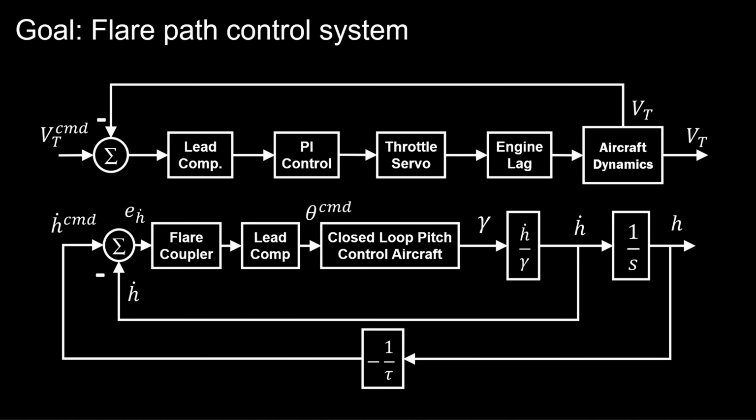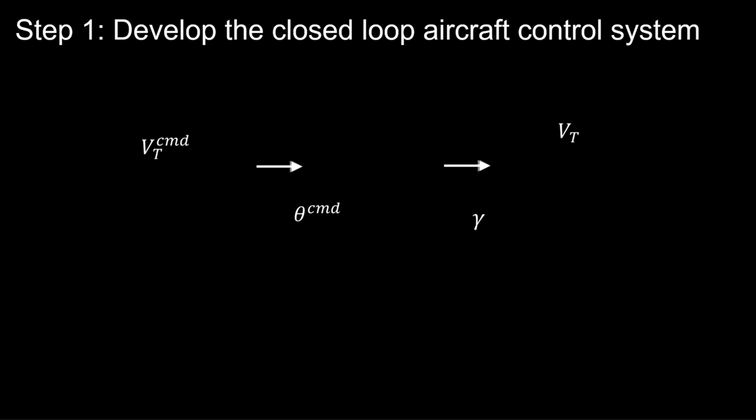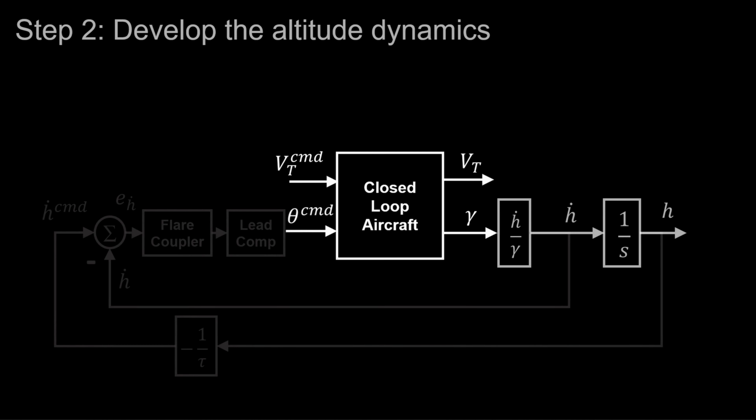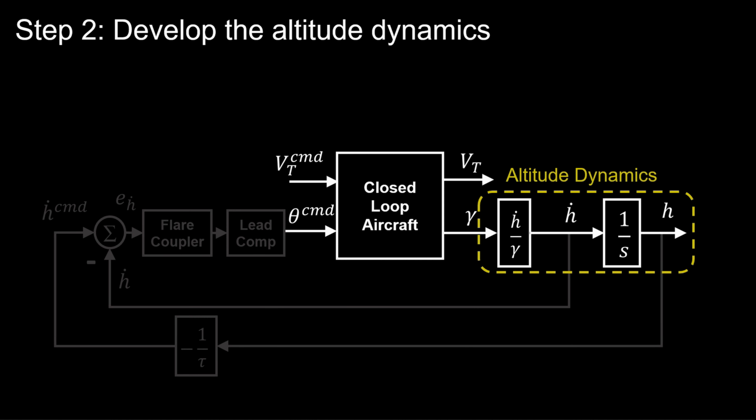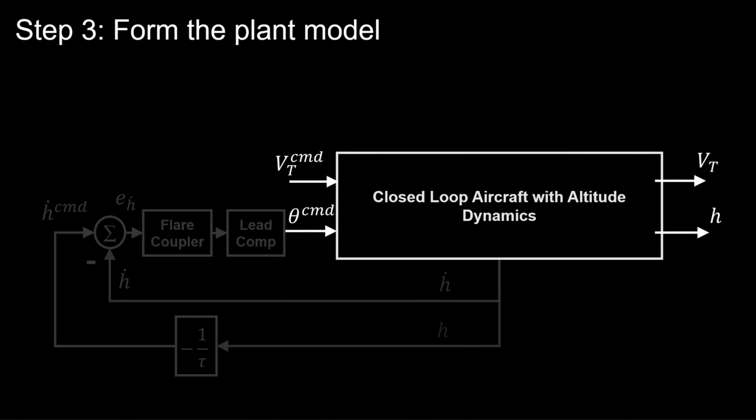In the longitudinal plane, flare path control involves two main loops, the airspeed controller up top and the rate of descent or h dot control on the bottom. We developed these controllers by first looking at the closed loop aircraft control. That is, the combined airspeed and pitch control acting on the rigid body dynamics. This results in a single closed loop process, which then we connect with altitude dynamics. This forms the plant for flare path control, a single process.